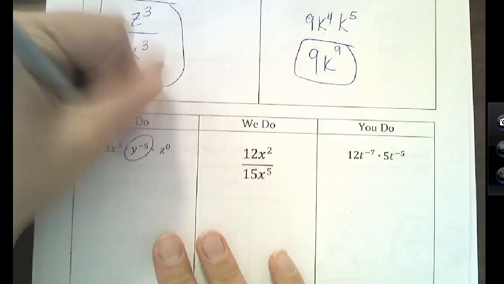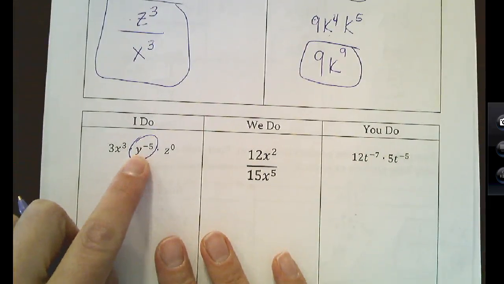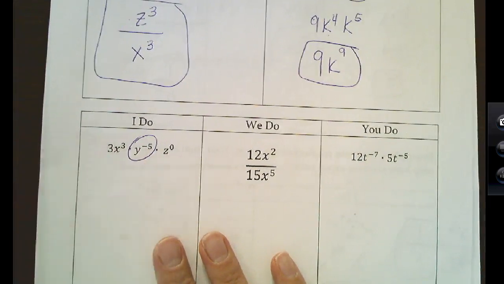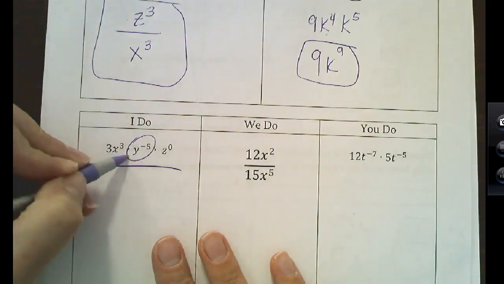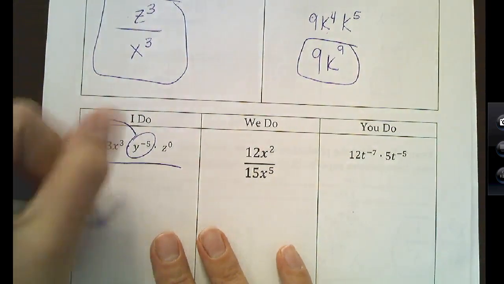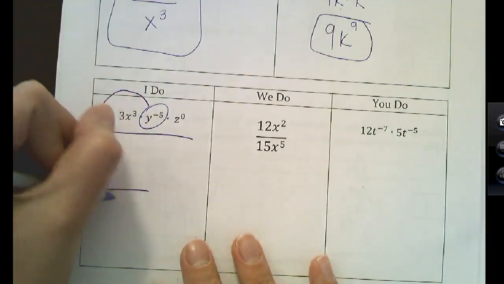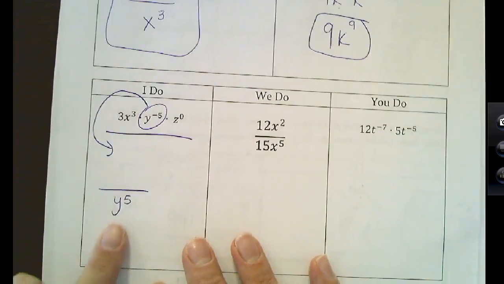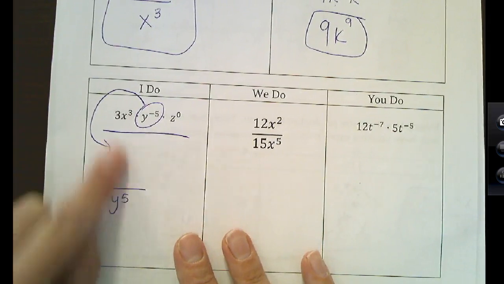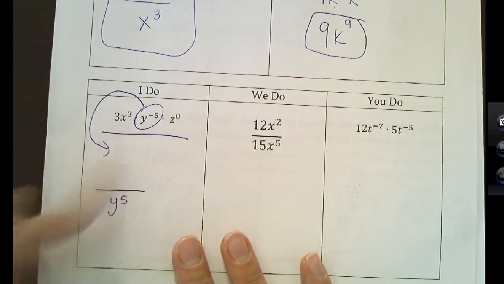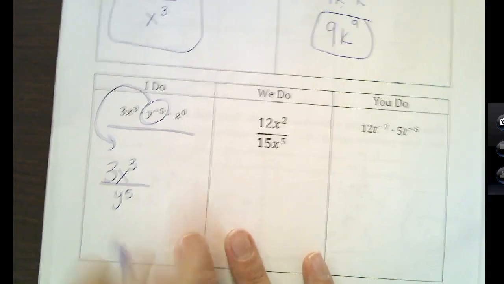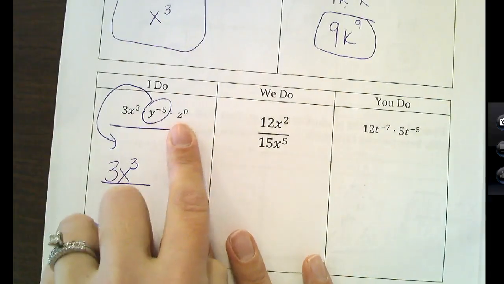Very good. Let's circle that y to the negative fifth power. So circle a y to the negative fifth power. And we're going to take that y to the negative fifth power and move it where? The denominator. Good. And what happens when we move it to the denominator? It becomes positive. So it becomes y to the fifth power. In my numerator, I still have my 3x cubed. And I still have what else? Z to the 0 power.